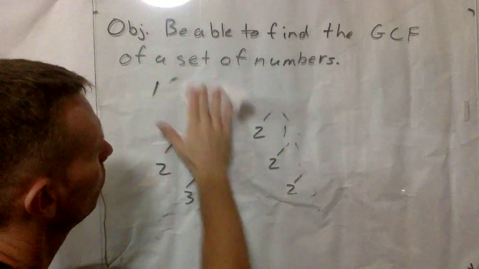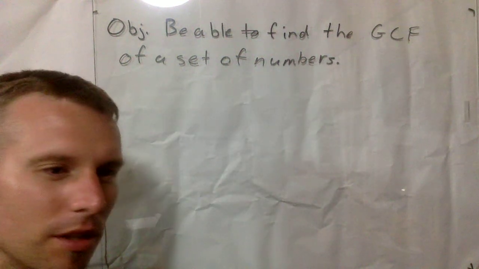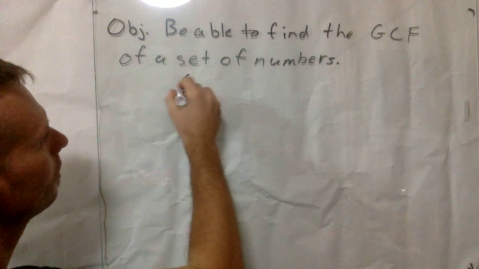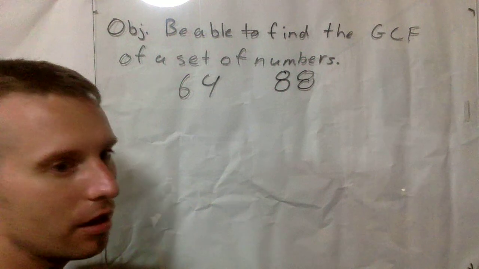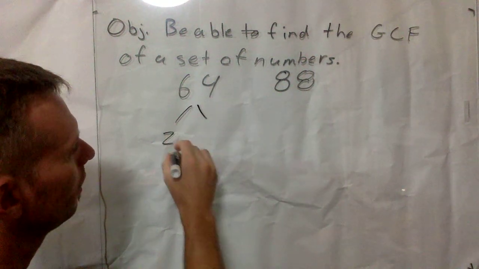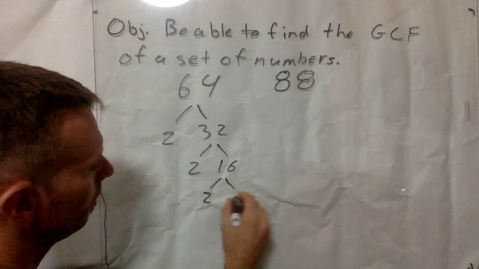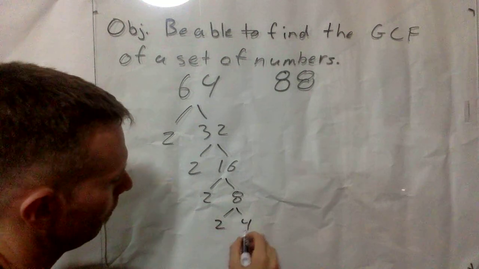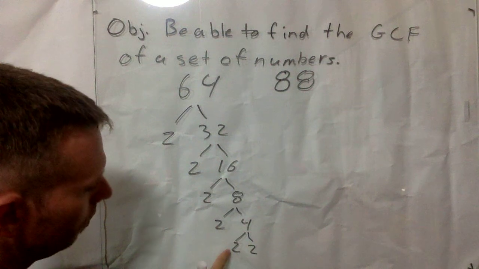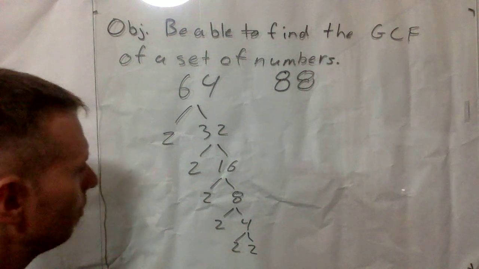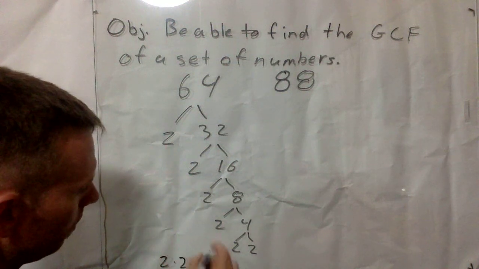I'll do one more using the factor trees. Let's do 64 and 88, and again we're trying to find the greatest common factor. We have 2 times 32, 2 times 16, 2 times 8, 2 times 4, 2 times 2. So we have 2 times 2 times 2 times 2 times 2 times 2. This would be a good one to put in exponent form, but we won't do that for now. 2 times 2 times 2.